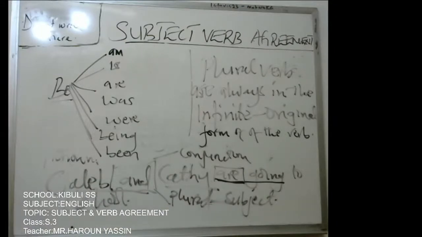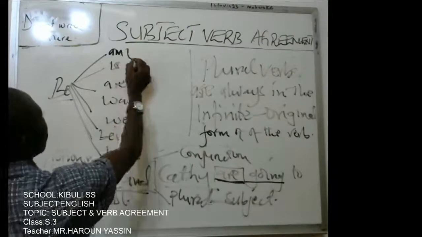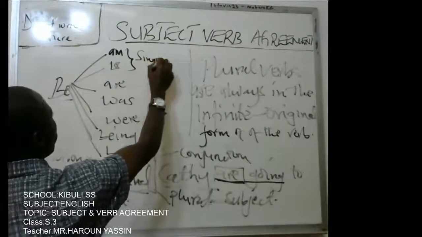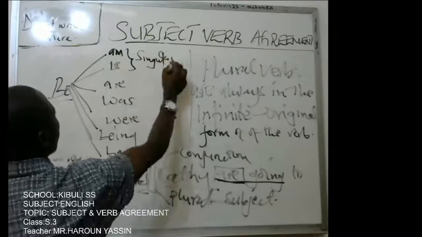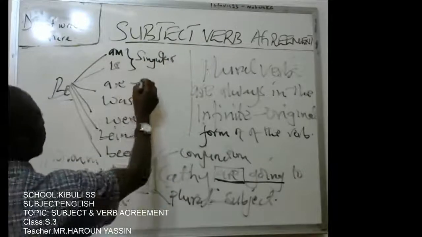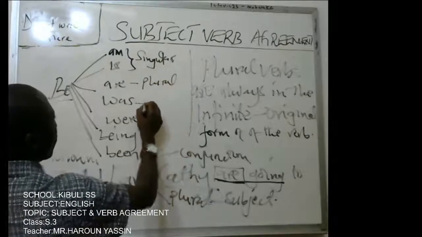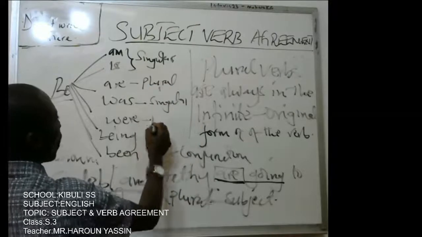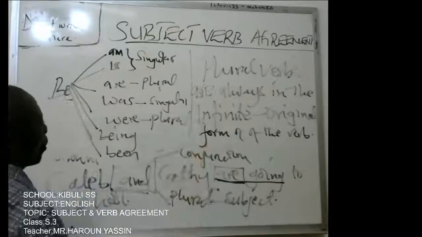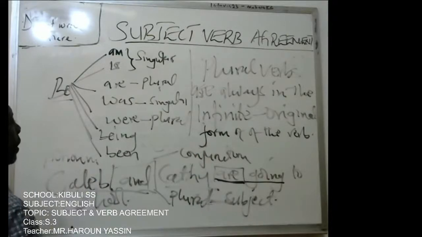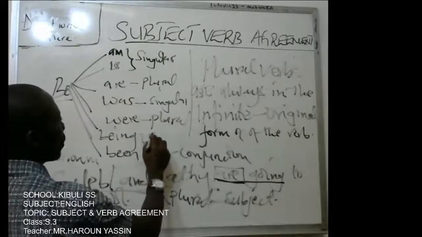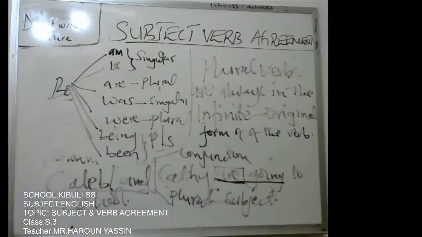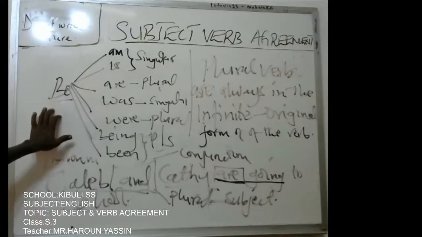Let us try to look at them. Am, is, these ones are singular. Are is plural. Was is singular, for the verb to be. Were is plural. So these ones are either plural or singular. So you have to be keen about this verb.